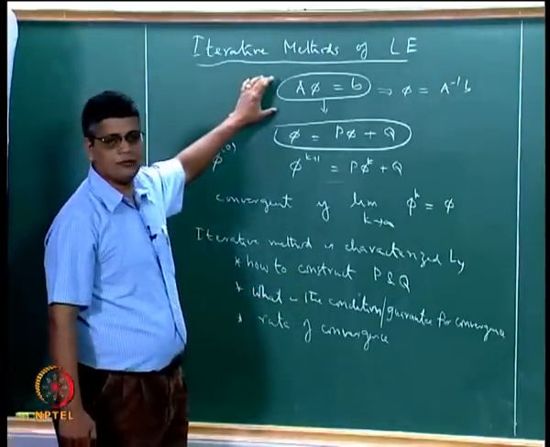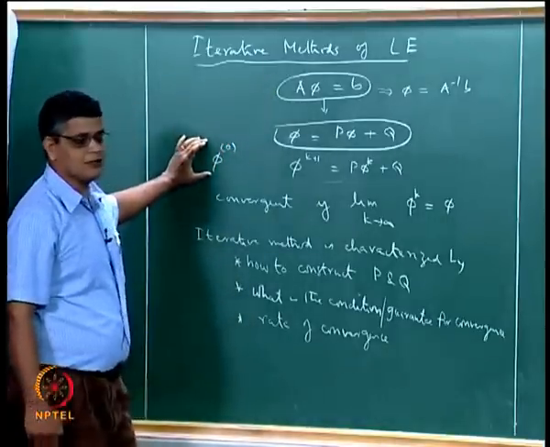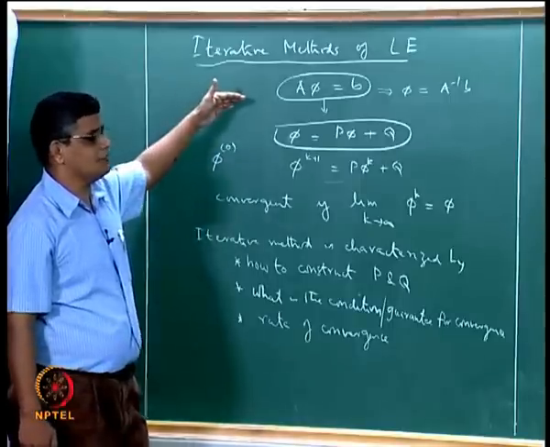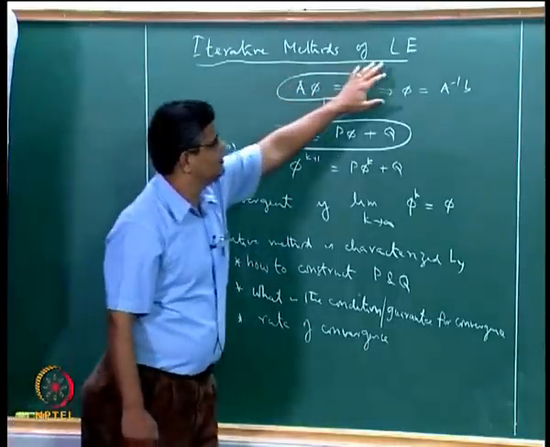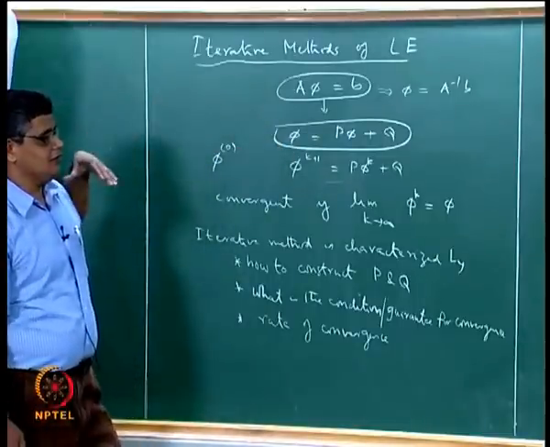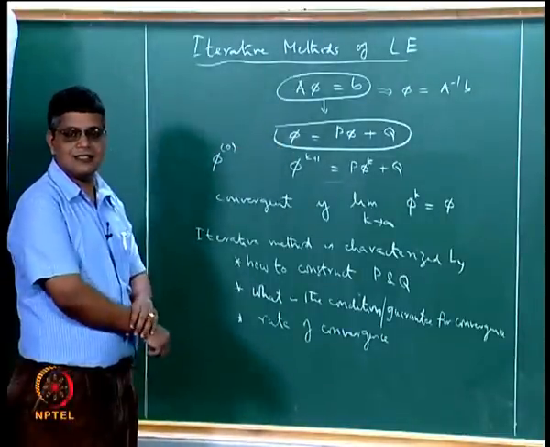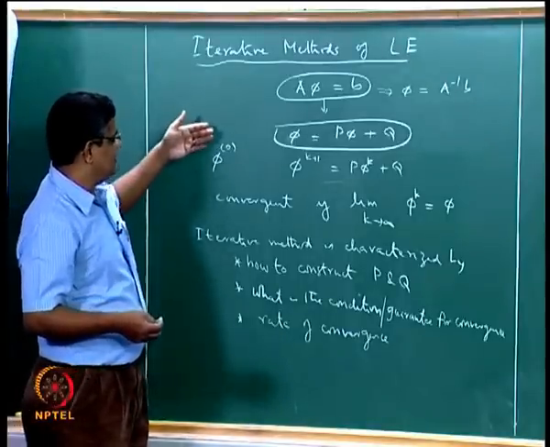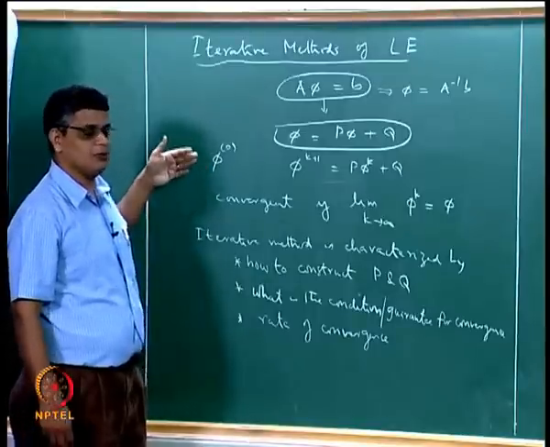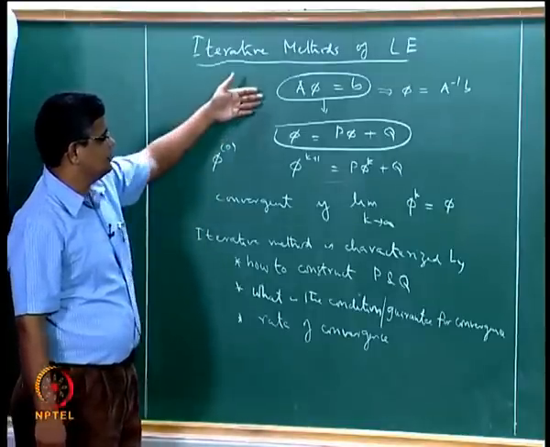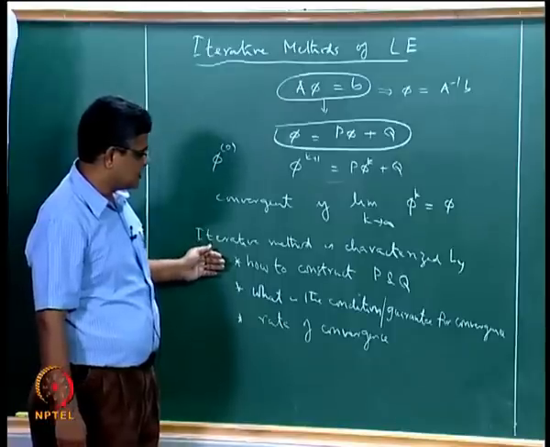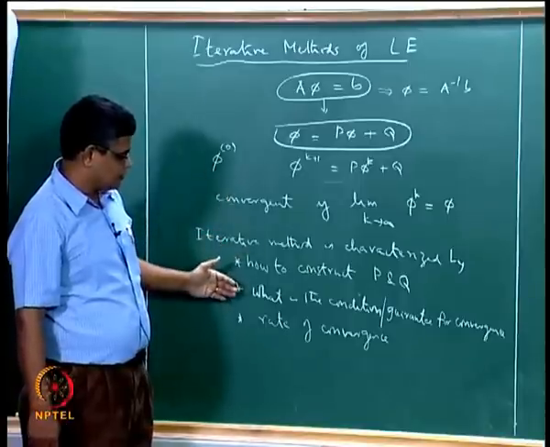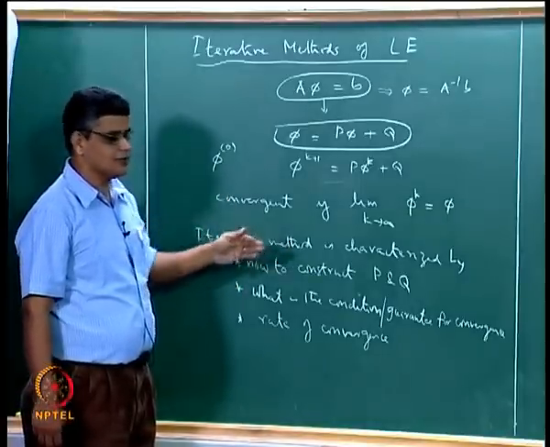If we are dealing with a linear equation, then the choice of the initial guess, the initial vector phi naught, is not important. But if it is a nonlinear equation, and we have nonlinear equations as part of our discretization of our governing equations if they are not linearized, then the choice of the initial guess may also be important. Otherwise, for linear equations it is sufficient to construct P and Q from a given A and b, and also to find out under what conditions this would converge.